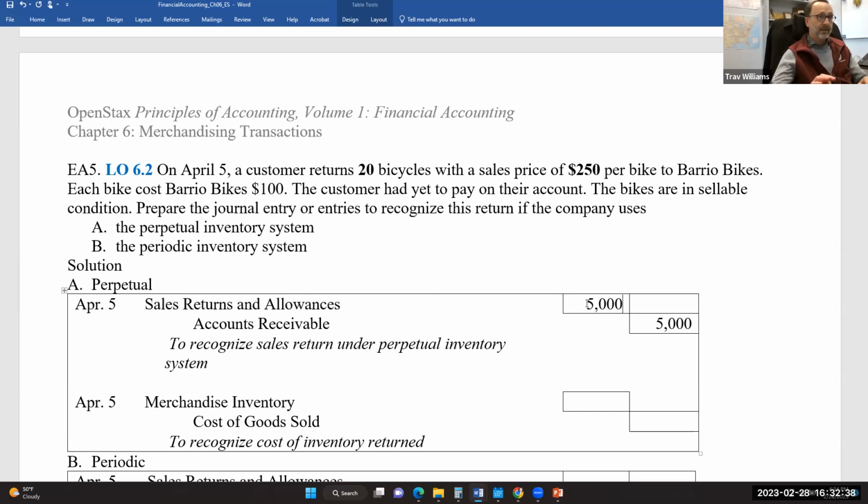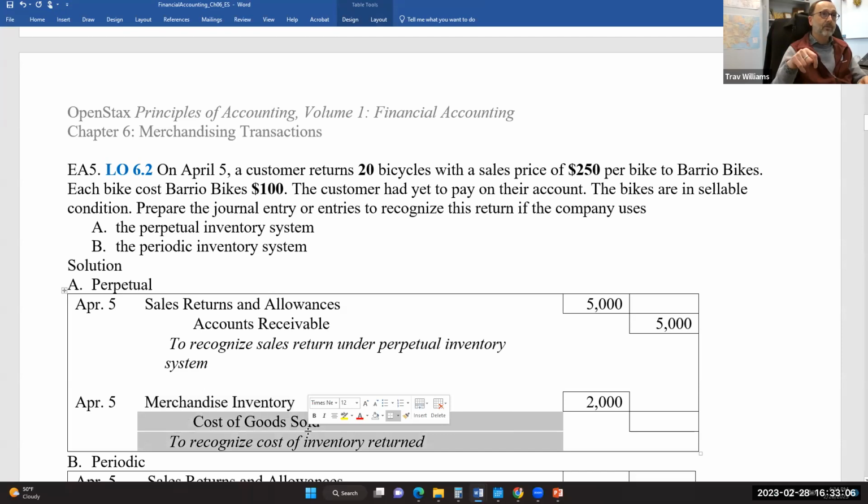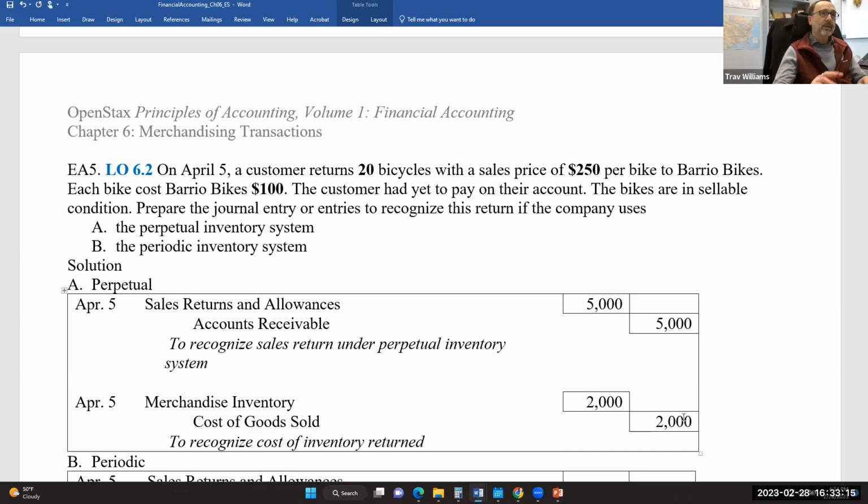The other part of the transaction is we have to reverse the inventory. So again, it was 20 bicycles. They cost us $100 each. Sorry, my cursor is being weird today. There we go, $100. So 20 bicycles times $100 each is $2,000. So that is inventory we got back. So now we have to debit merchandise inventory because it's going up. And our cost of goods sold is going down, right? Since that inventory came back. And so we credit that expense. So again, it's almost exactly the opposite of what we did with the sale.